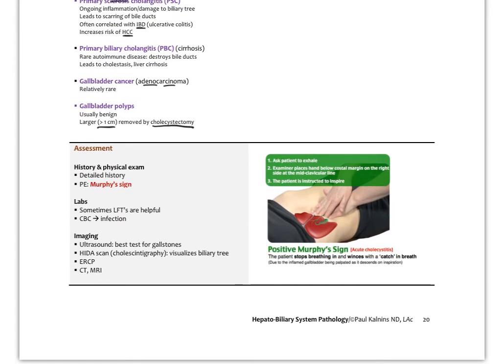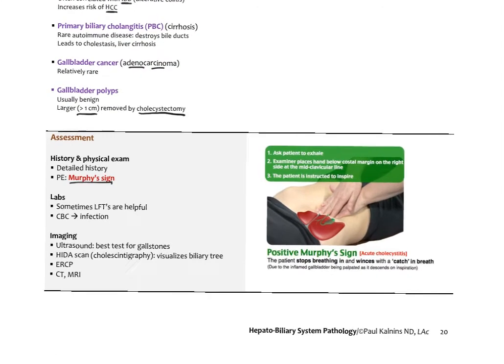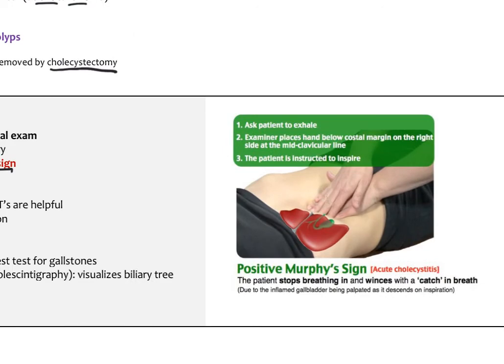So in terms of assessment of gallbladder disorders, our history and physical exam, now a classic sign on physical exam of an inflamed gallbladder would be something called Murphy's sign. And that's where you have the patient lie on the table and you're actually feeling, so the person's head is up here, this is the bottom of the rib cage right here, and this is the liver, the gallbladder is right there.